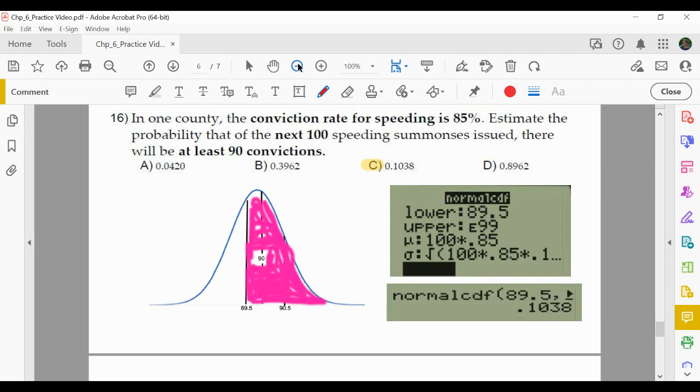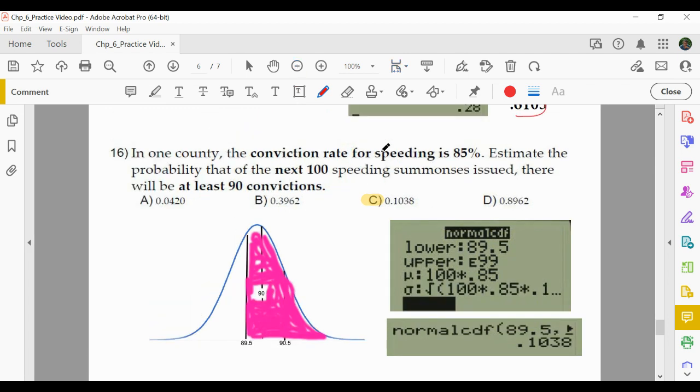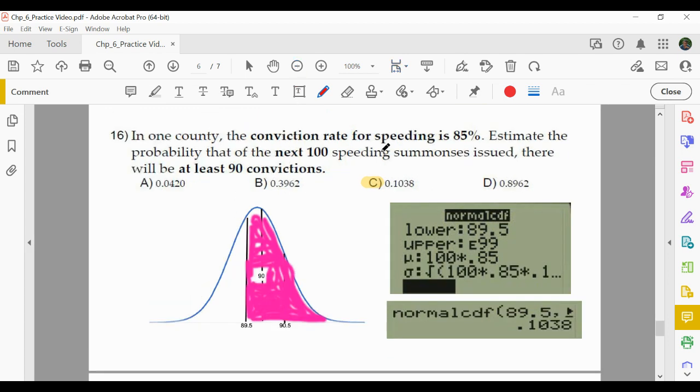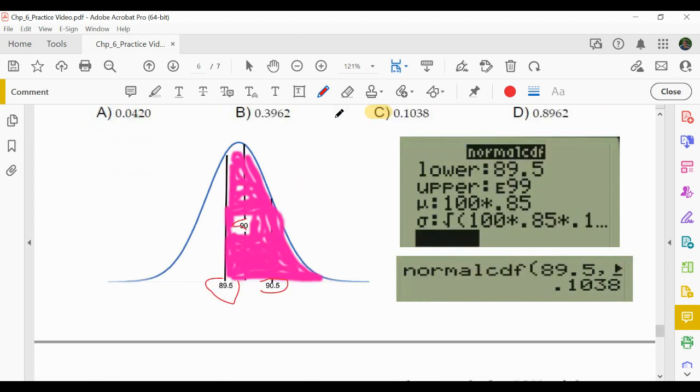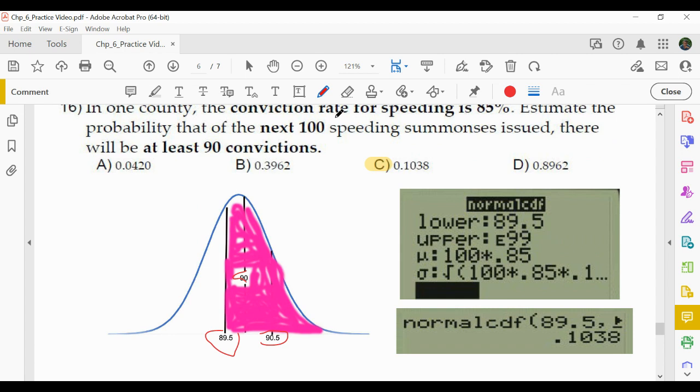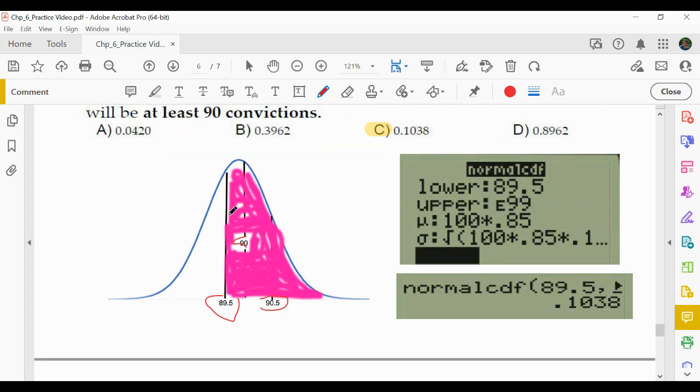We lowered this down a little bit. All right, at least 90 convictions. All right, there's my 90, which doesn't exist down here. I subtract 5/10 and add 5/10. And let's see, at least 90 includes 90. So I'm starting at 89.5 and going to my right. So there's my low bound. Yeah, at least 90 includes 90, so I've got to start here. If I started at 90.5, I wouldn't have gone over or included 90. There's my low, there's my upper.